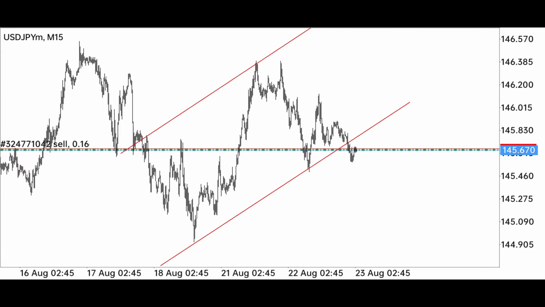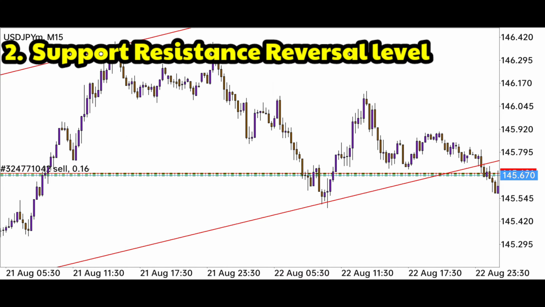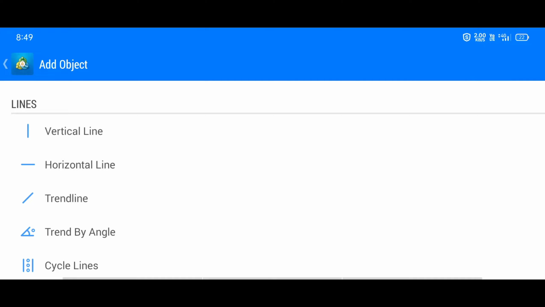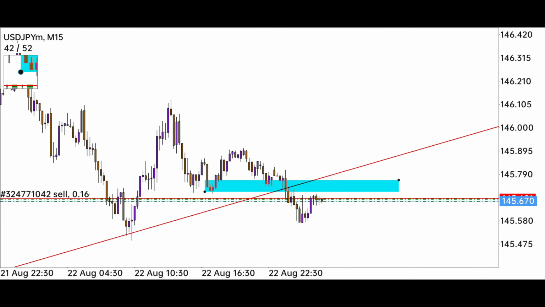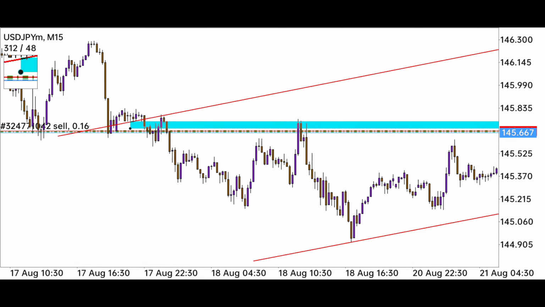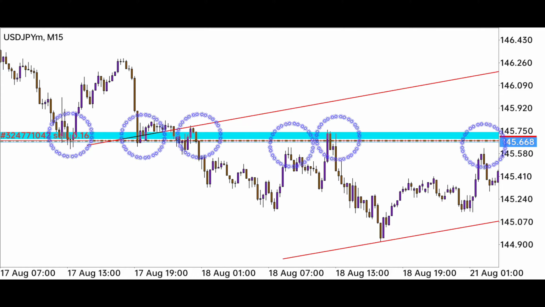Now follow the second step, which is the support resistance reversal level. For this we will have to draw a rectangle level. From this we will know the reversal points. At this level the market has created support and resistance points from where the market has repeatedly reversed. Reversal points at this level will be visible in future also. You can see on all these points the market has respected this level very well.